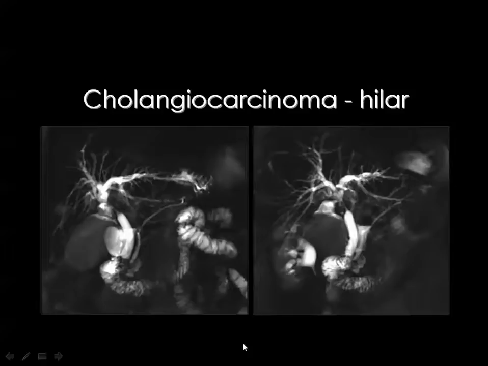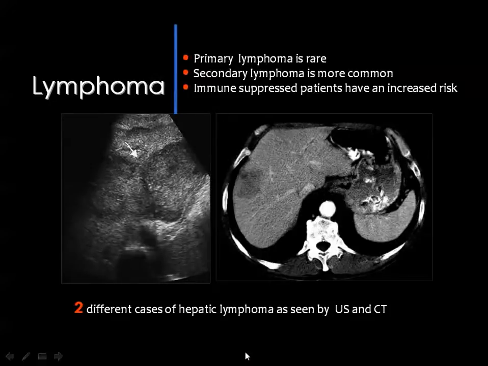And the types of cholangiocarcinoma: this is what is known as Hilar type or Klatskin type, a stricture of the common hepatic ducts and the proximal part of the common bile duct. I will explain this in the biliary imaging lecture.